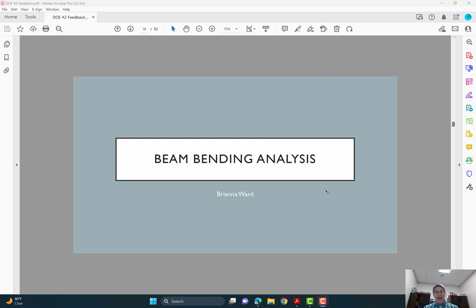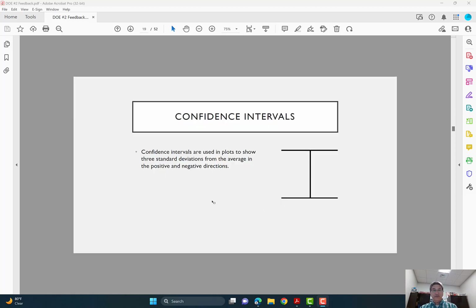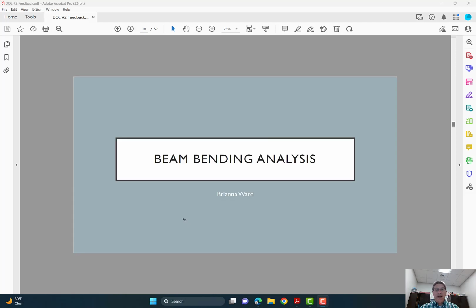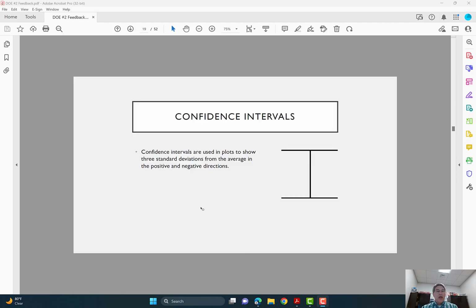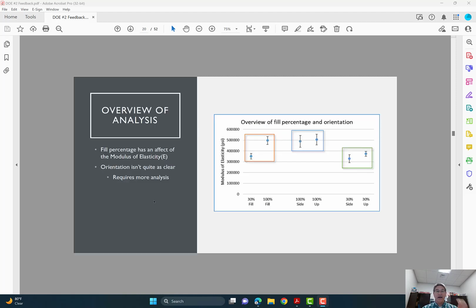Okay, so I mentioned Brianna. Here's hers. So she starts off, she does the same thing about giving an idea of what the error bars are. Let me go back one. On this, again, instead of a bunch of words, I would have had a real big 3S X bar. Then bammo, it's obvious right there without me having to read a lot.